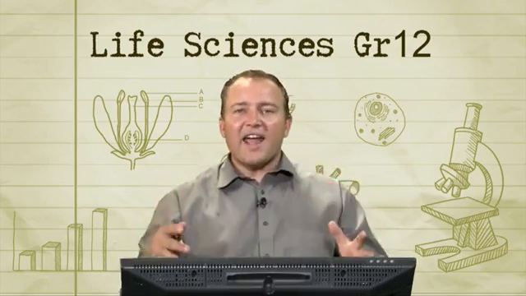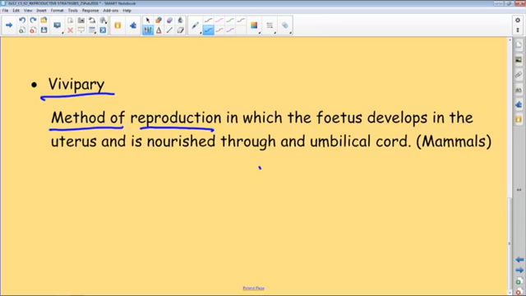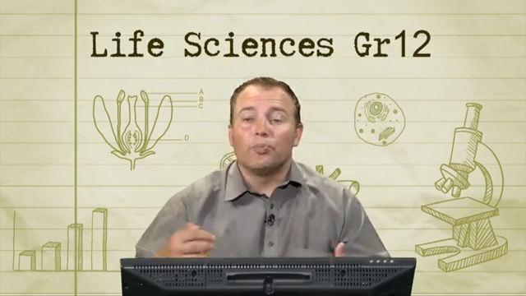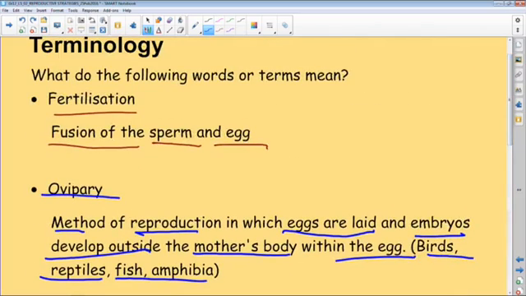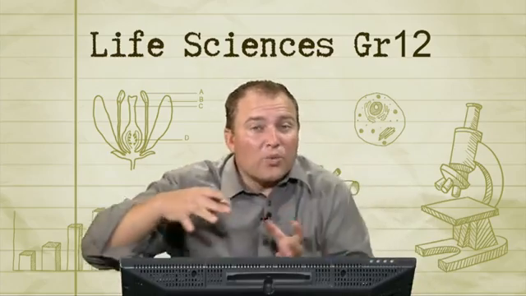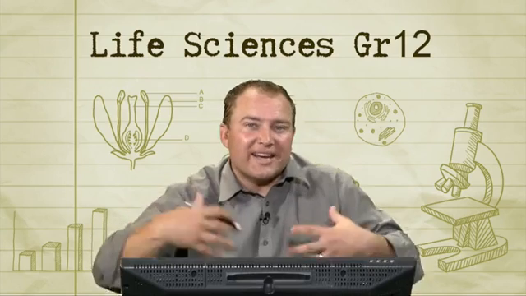Viviparity, okay? Now that's you and me. It's the method of reproduction in which a fetus develops in the uterus and is nourished through the umbilical cord, normally your mammals. So you and I are viviparous. What are your birds? They are oviparous. Oviparous or viviparous, those are the two: one with an egg and one without an egg, outside your mom's body and inside your mom's body.